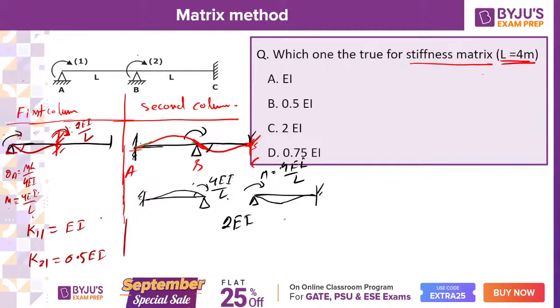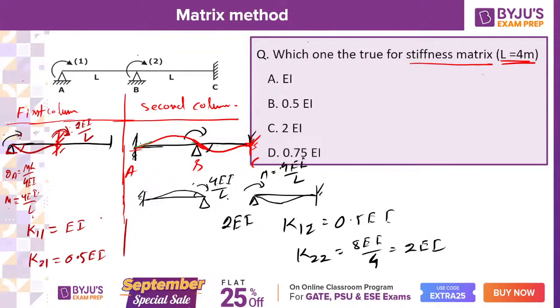So K12 you already have, as per Maxwell's reciprocal theorem, I can simply write it as 0.5EI, and K22 is nothing but 4 plus 4, that is 8EI by L. So it will become how much? 8EI by L, where L is 4, so you'll get 2EI.